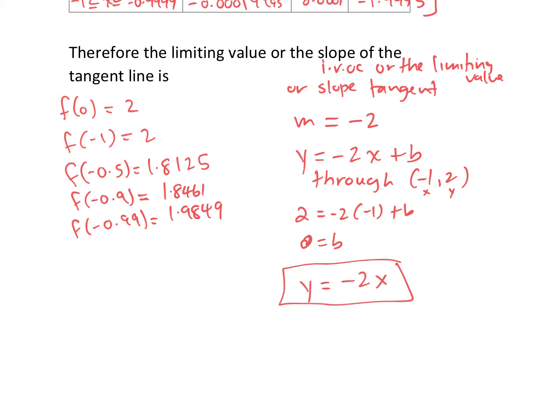Okay, so you're just doing one more step. You're still using the interval table to find the slope of the tangent line, and then you want to sub in that one point that goes through the tangent to find the value b.